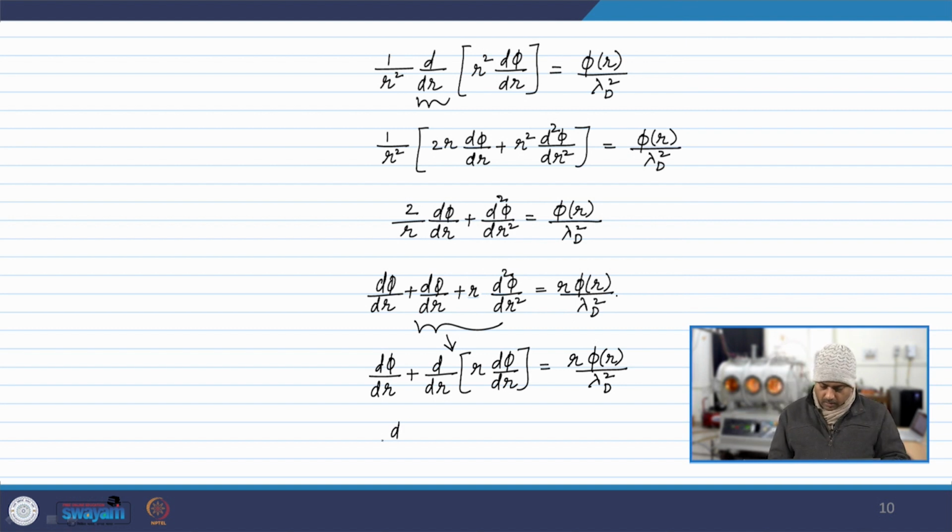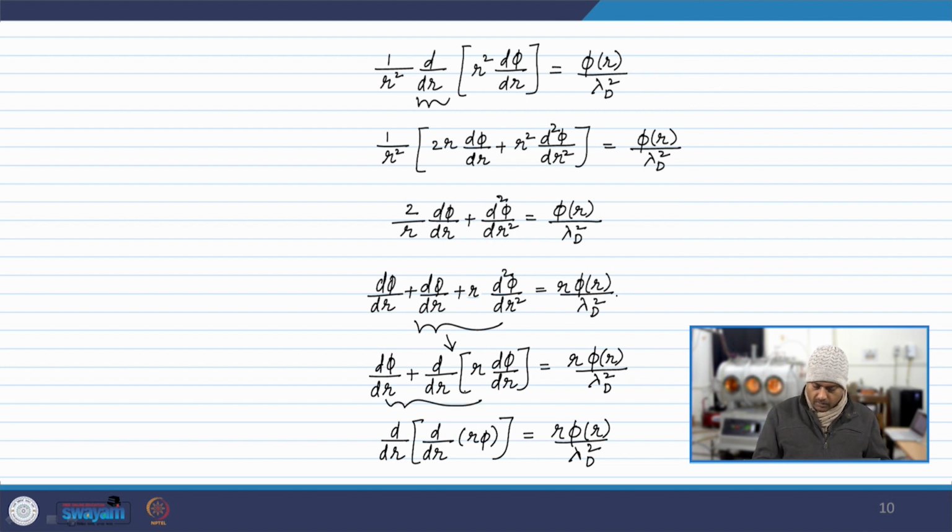We can take d/dr as common and we will write d/dr of rφ is r φ(r) by λ_D². So, all of this is written like this. You just try to match, you will find out that both of them are same. Okay, you first take d/dr of this, this is uv, then you take a derivative on that, you will get back this. Maybe you can try it yourself and match both sides.